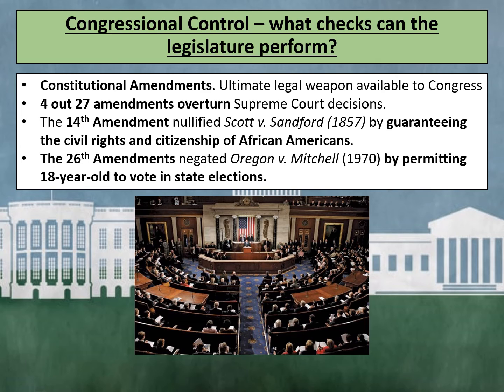Constitutional amendments are the ultimate legal weapon available to Congress. 4 out of 27 amendments have been overturned by Supreme Court decisions. The 14th Amendment nullified Dred Scott versus Sandford in 1857 by guaranteeing the civil rights and citizenship of African Americans. The 26th Amendment negated Oregon versus Mitchell, 1970, by permitting 18-year-olds to vote in state elections.